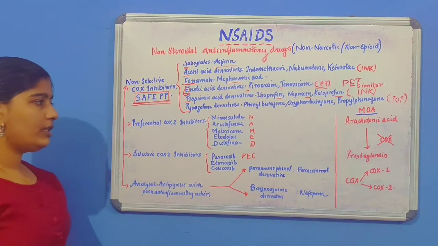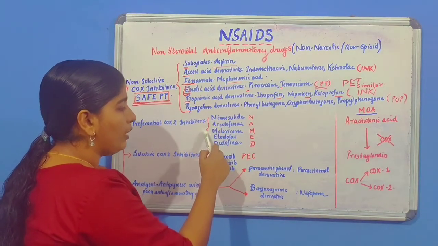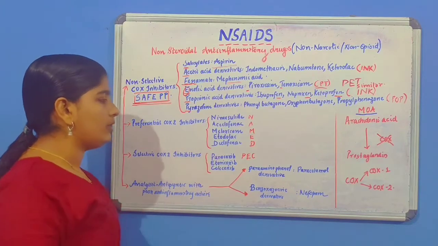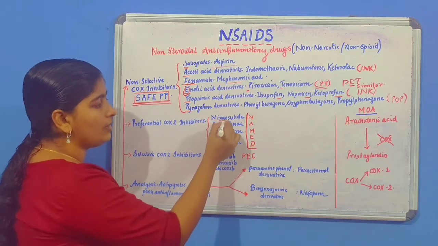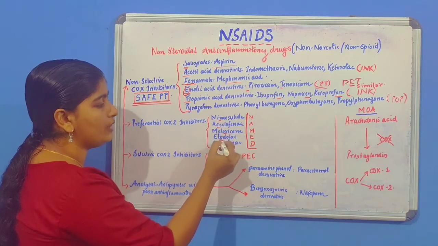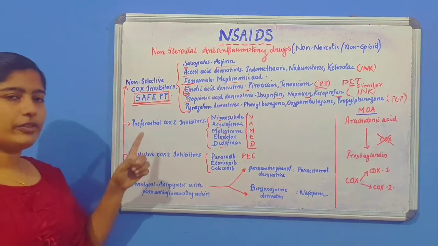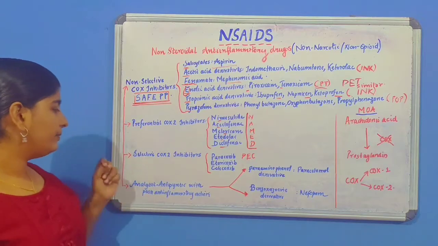Preferential COX-2 inhibitors include nimesulide, aceclofenac, meloxicam, etodolac, and diclofenac. You can give a code to remember them. At least remember, for preferential COX-2 inhibitors, aceclofenac and diclofenac.